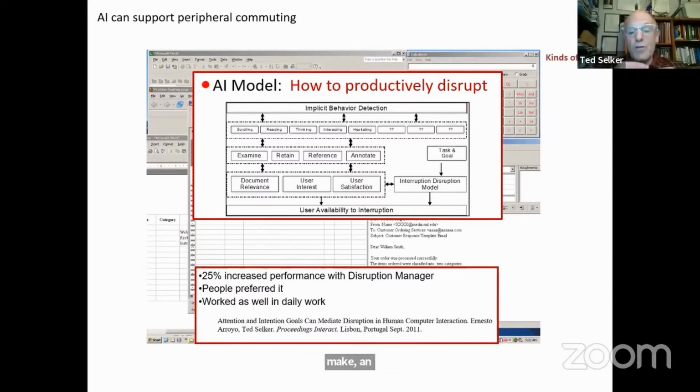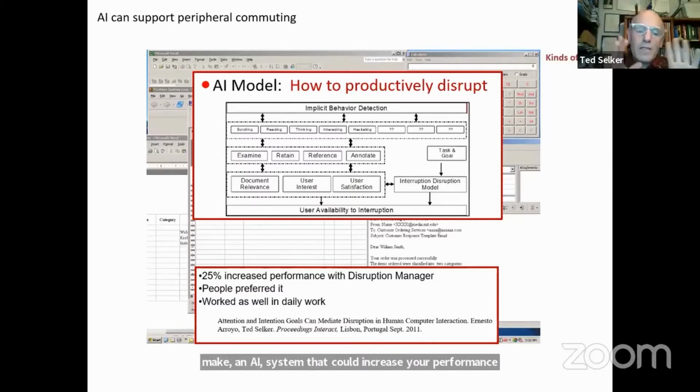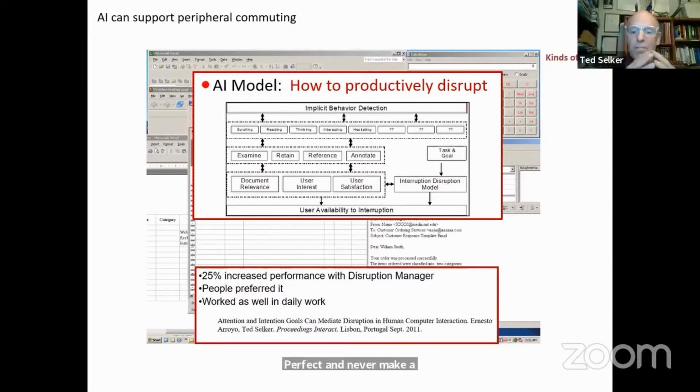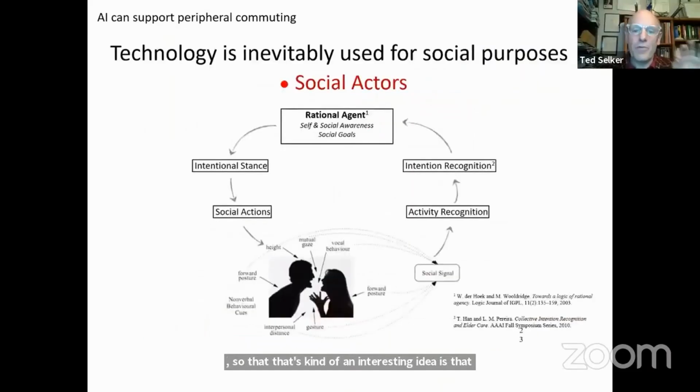That means you took a lot more orders. Or if we said, don't worry about taking a lot of orders, just make your orders perfect and never make a mistake, it reduced the amount of errors people made by about that much too. We actually put Disruption Manager on the text messaging for kids at Wellesley for a little bit, and they hated it when we turned it off. That was kind of fun. I don't have statistics on that right here. So that's an interesting idea, that maybe things shouldn't come through all the time. Maybe they should come through when they're appropriate.